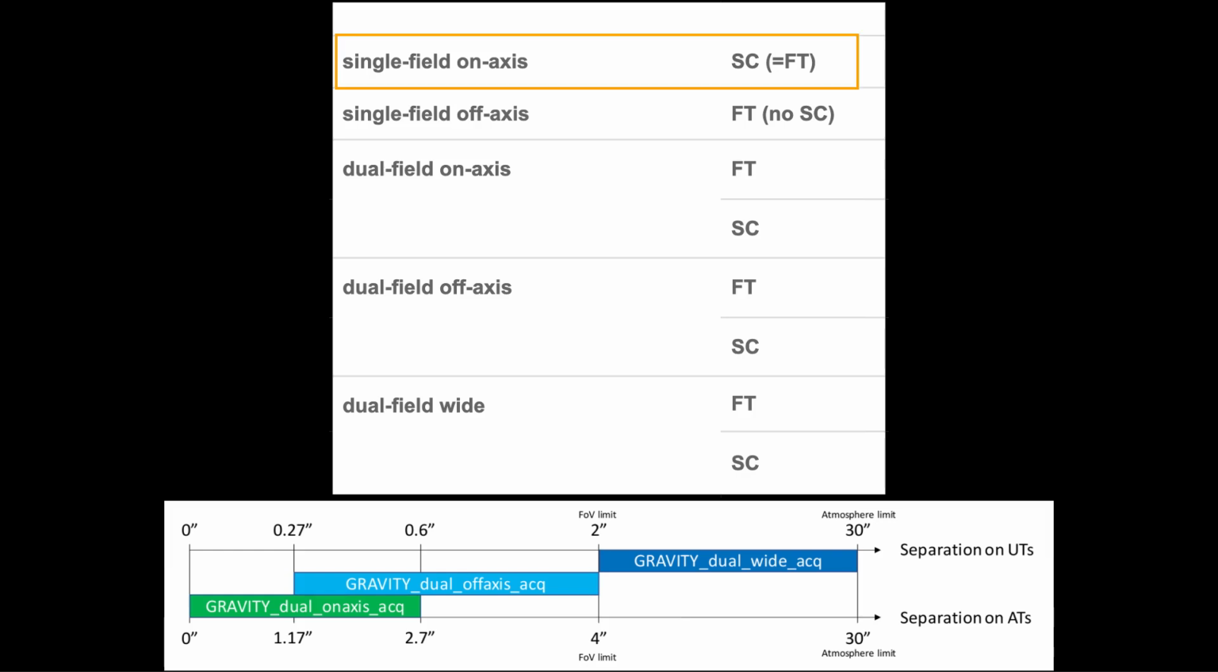First, single field mode on axis. The light from the target is split equally between the fringe tracker and science channels, and the science target itself is used for fringe tracking.